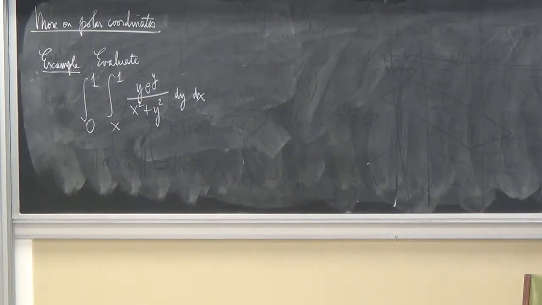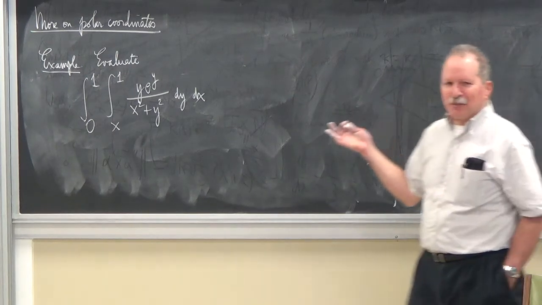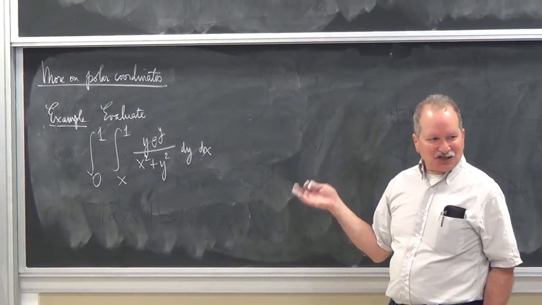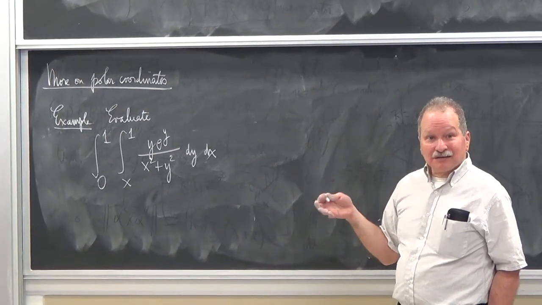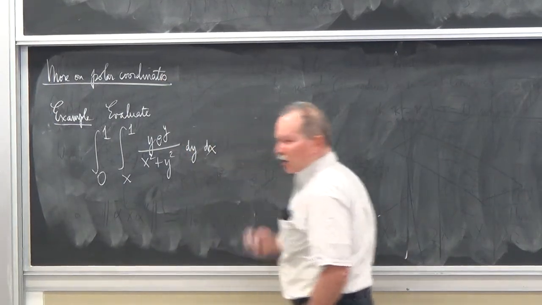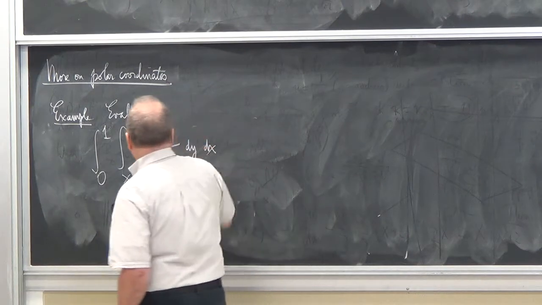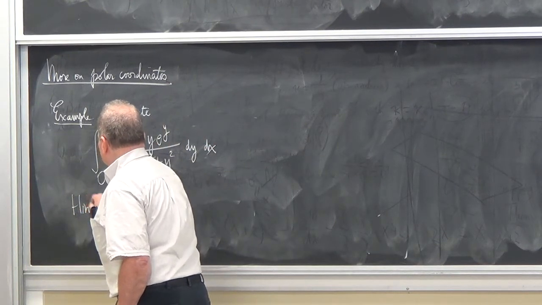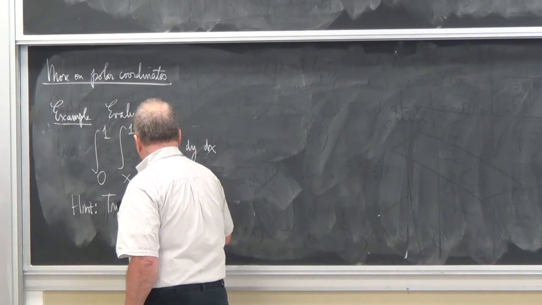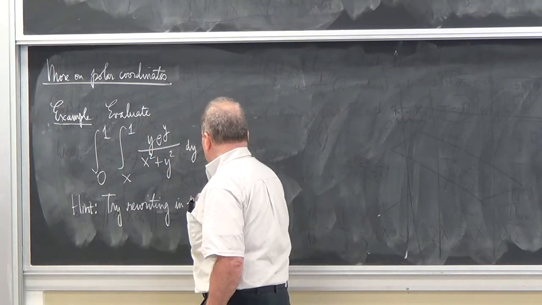However, what does the x squared plus y squared lurking in the denominator suggest? Radial symmetry. So it suggests you might try polar coordinates. So, hint: try rewriting in polar coordinates.